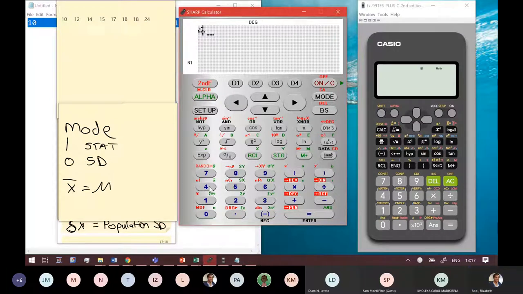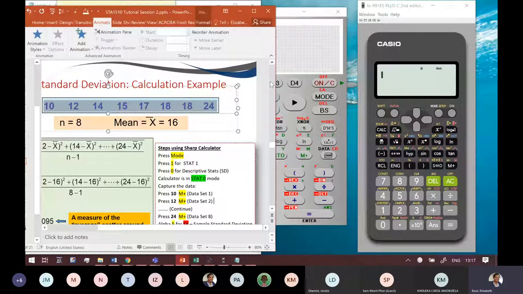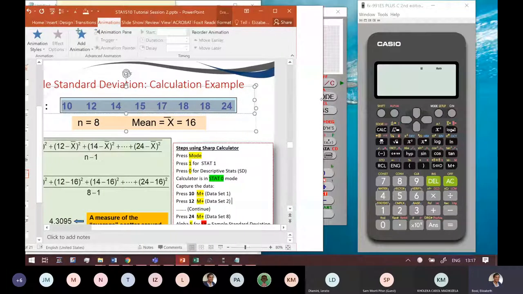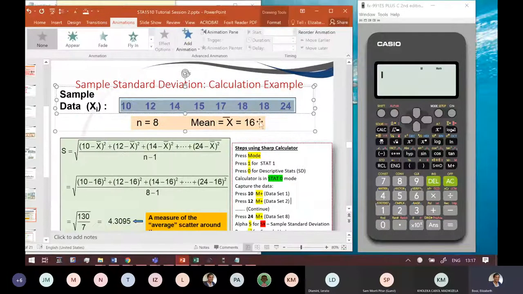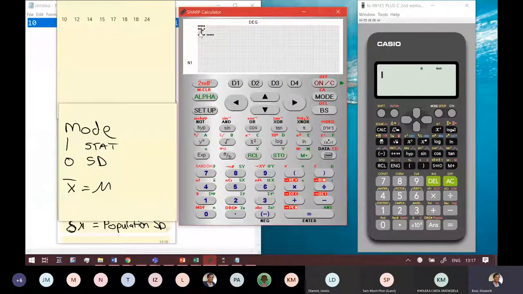So let's say we want to calculate the mean of this data set. So the mean, we don't press 4. You press alpha first, because we want to call that function that is green on button number 4. So you first press alpha and then you press button number 4. Do you remember the mean from the previous slide? We remember that the mean was 16. So if I press the X bar, you always have to come back and press the equal sign, and you will see that the mean is 16. Then we do the same.